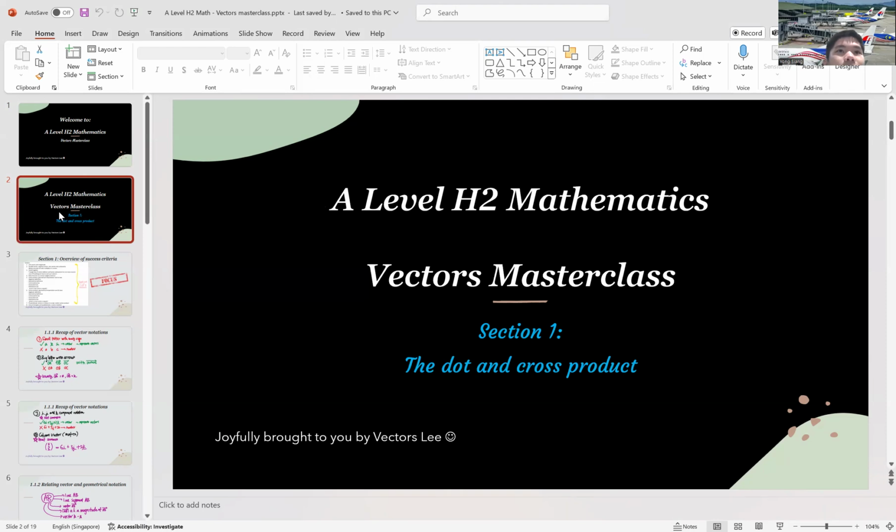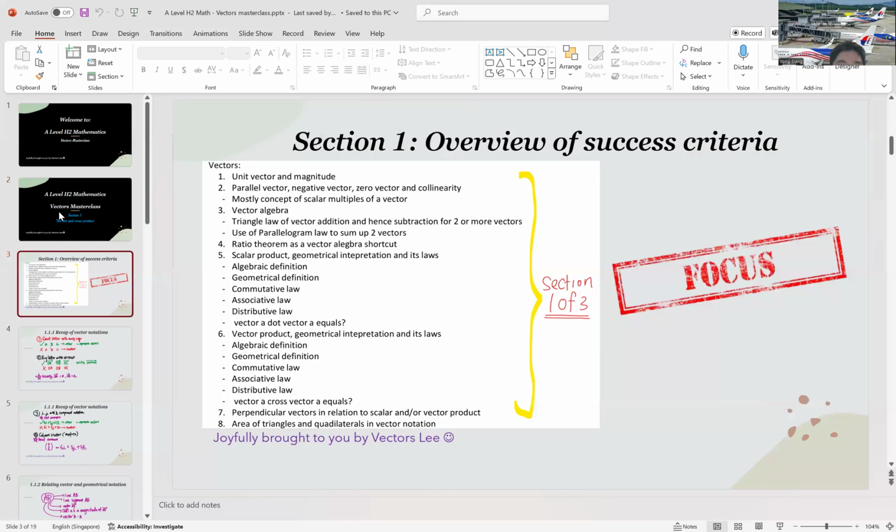It's like the foundation being the stepping stone to success or building. You have heard of the Chinese phrase, right? Anyway, let's begin now. This is the overview of the success criteria for vectors. First, I'm going to cover the scalar multiple as well as vector addition and subtraction.